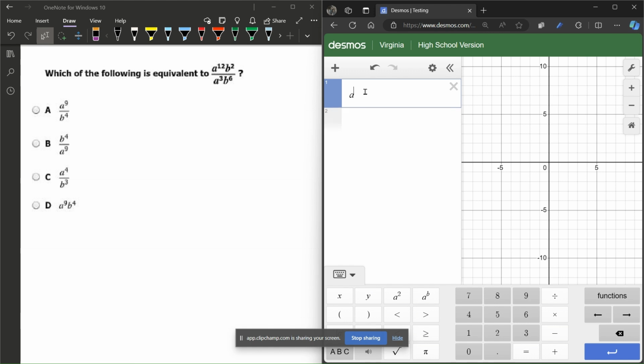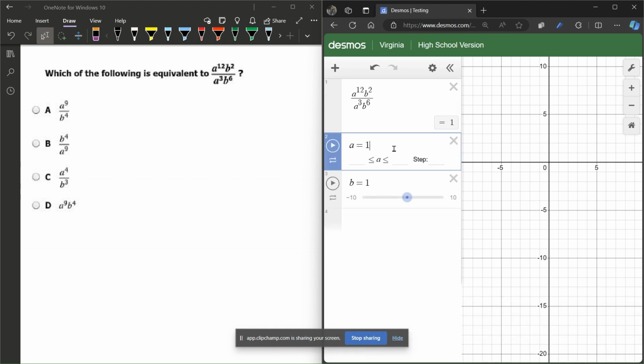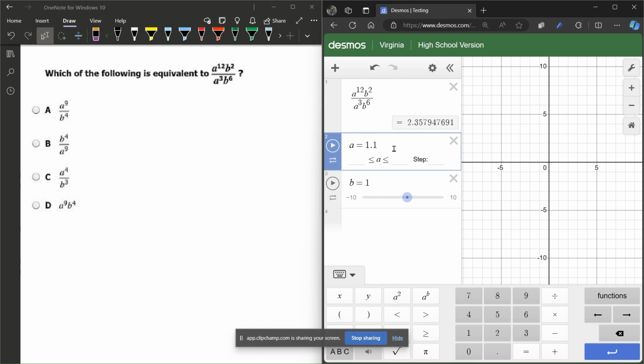So a to the 12th, b to the second, and this is divided by a to the third, b raised to the 6th. Add slider, and again, your sliders cannot be 1 or 0. It could be any other number, just not 1 or 0.